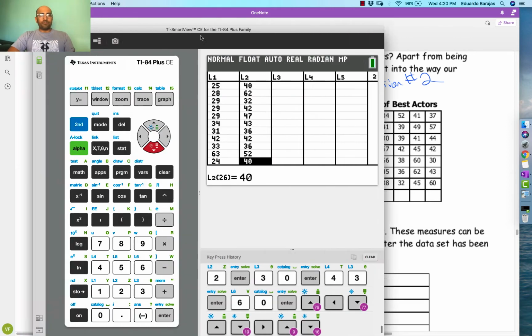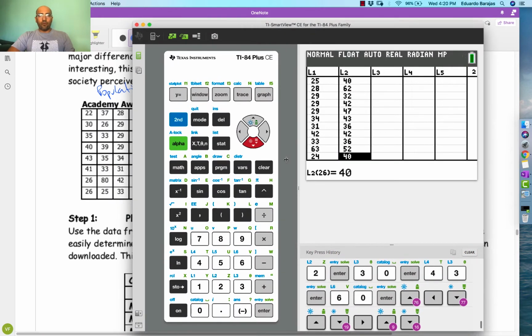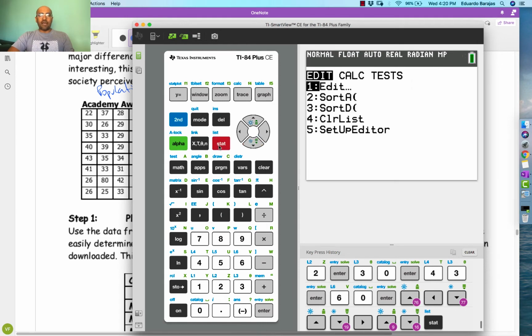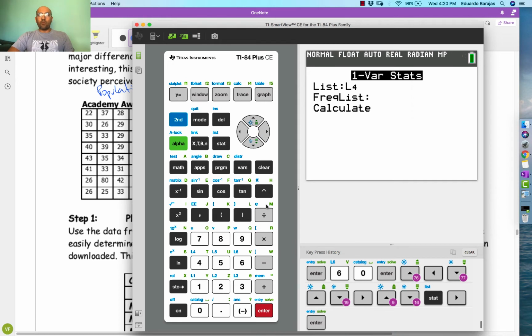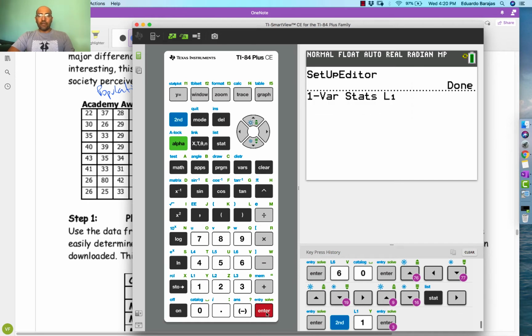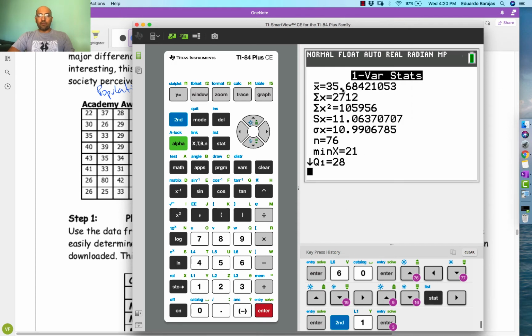If you'll recall from before, to find everything I ever want to know about each one of these lists, we're going to go over to stat, go to the right, calculate, hit enter for one variable stats. You're going to hit second L1, enter, make sure that this frequency list is blank. Hit calculate, enter, and here it is. This is everything we want.